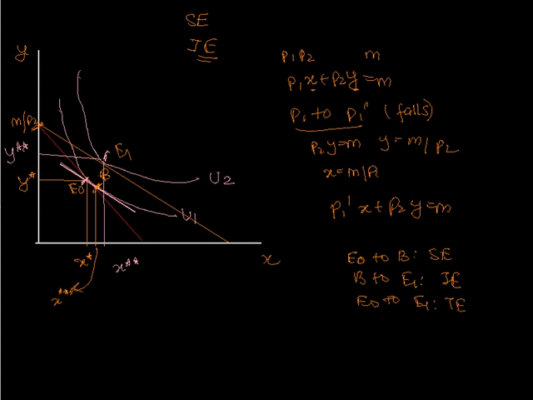So this is the case for a normal good, and you have demonstrated how your total effect could be broken down into income and substitution effects. Thanks.